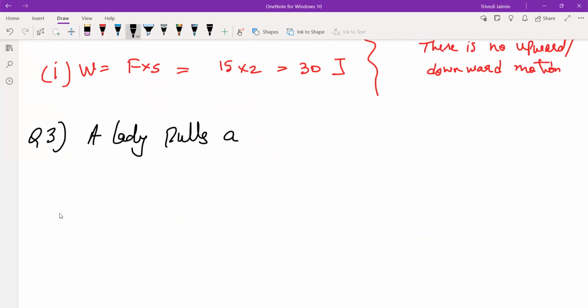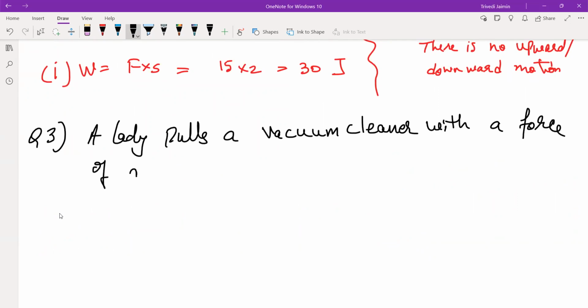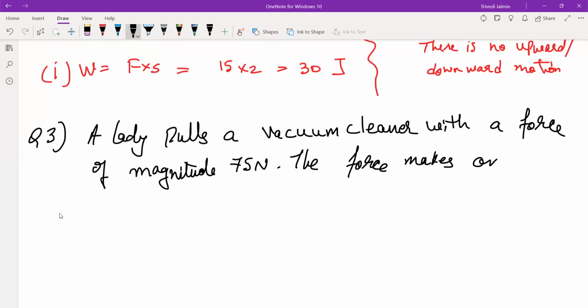A man pulls a vacuum cleaner with a force of magnitude 75 Newton. The force makes, okay, no, we don't want an angle here. You haven't studied angles here, right? Okay, let's change it a little bit.